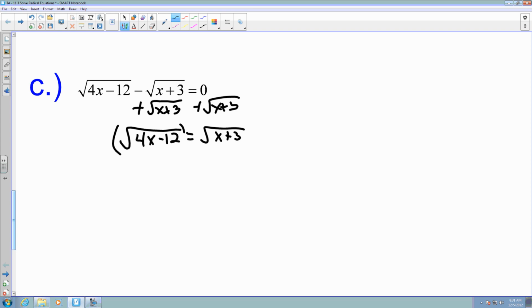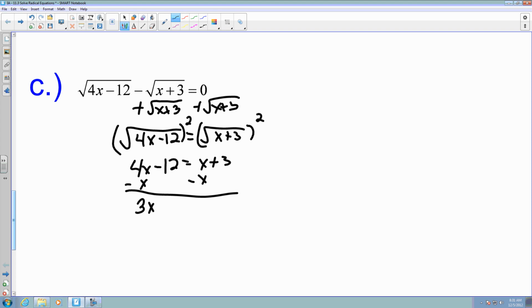Now I want to square both sides. So that leaves me with 4x minus 12 equals x plus 3. Now I'm going to subtract x from both sides, so that leaves me with 3x minus 12 equals 3. I'm going to add 12 to both sides, which gives me 3x equals 15. Divide by 3, and that leaves me with x equals 5.